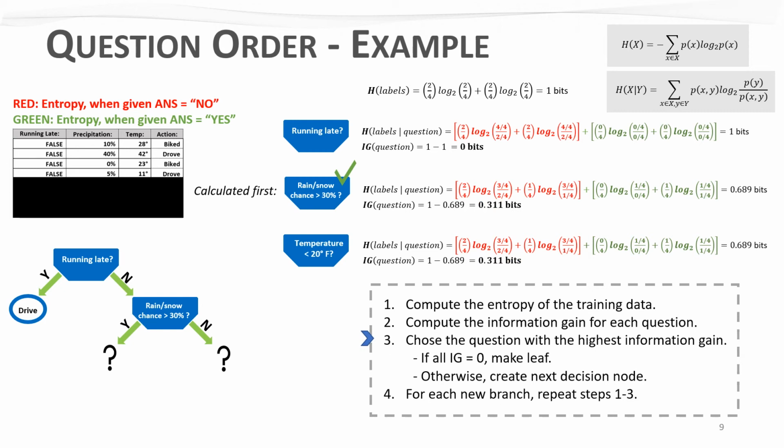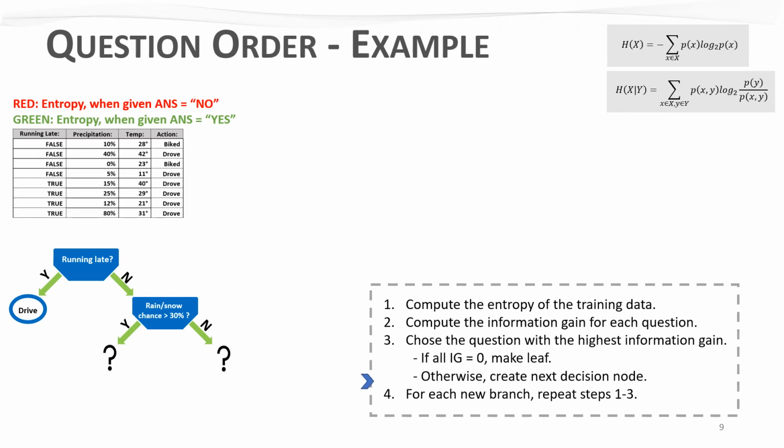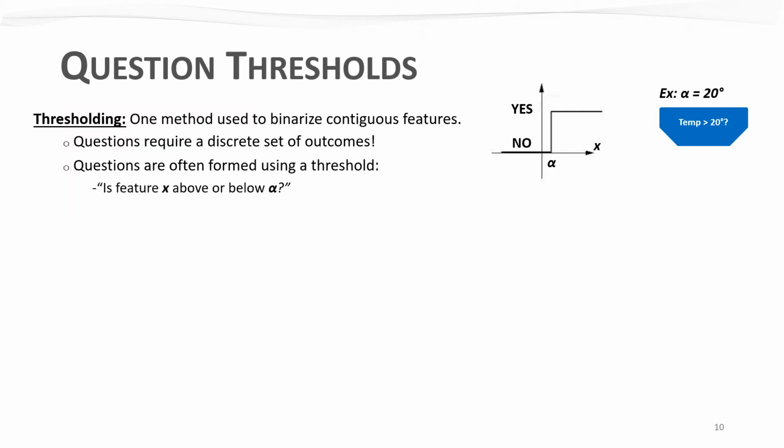Finally, we'll move on to step 4. We'll just keep iterating through this process until no new nodes are created. The information gain for all questions will eventually be 0, so all the branches of the tree will be terminated with leaves. Next, we'll focus on formulating the questions.